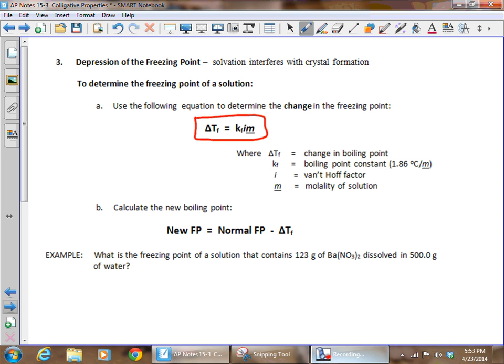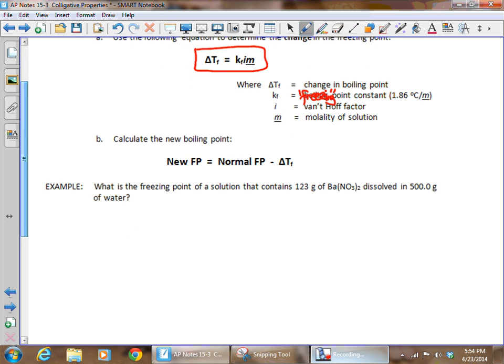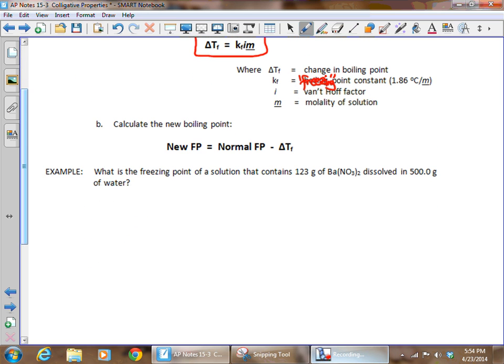And notice also that this says boiling point constant. It should say freezing point constant. The freezing point constant for water is 1.86 degrees Celsius per molal. And every substance is different. i is still the van 't Hoff factor, and m the molality of the solution. So once we find that new freezing point, remember that you are lowering the freezing point. So you're going to take the normal freezing point minus the change.